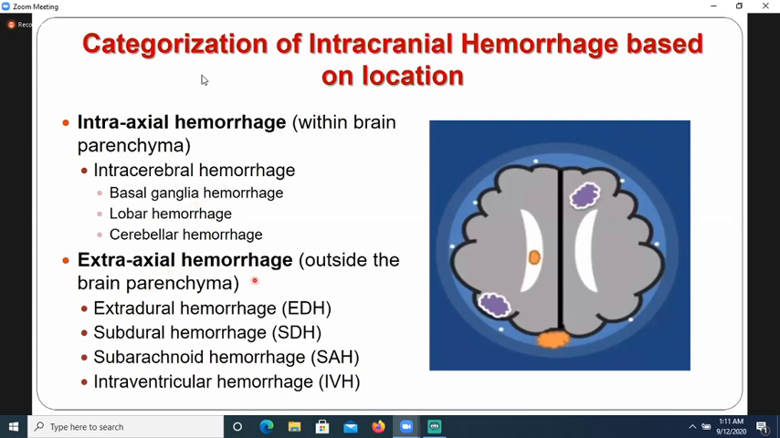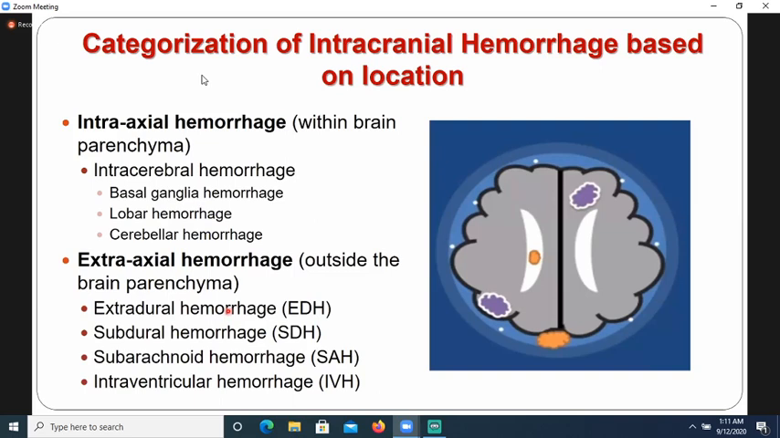Extraaxial hemorrhage means outside the brain parenchyma, either within the dural spaces or within the ventricle. These are the extradural hemorrhage, subdural hemorrhage, subarachnoid hemorrhage, and intraventricular hemorrhage. They are the different types of extraaxial hemorrhages.